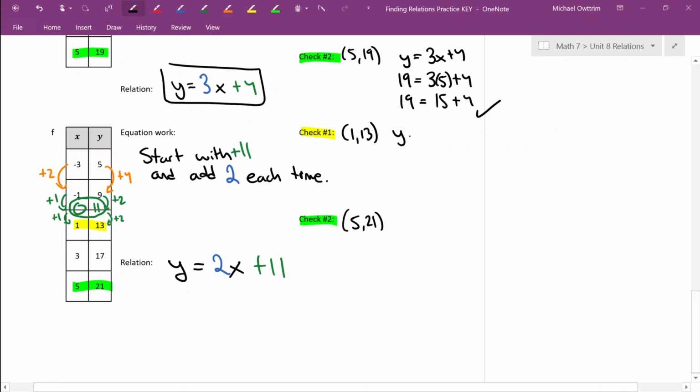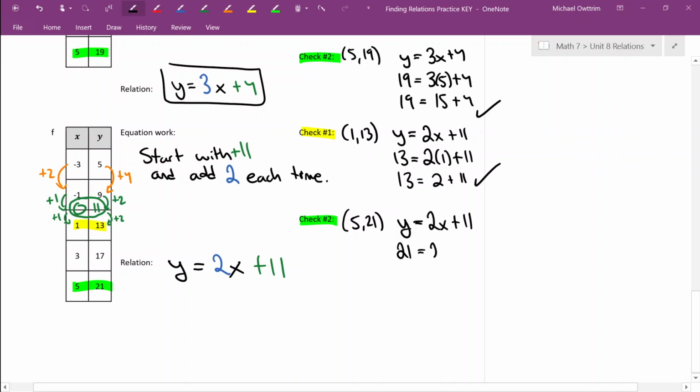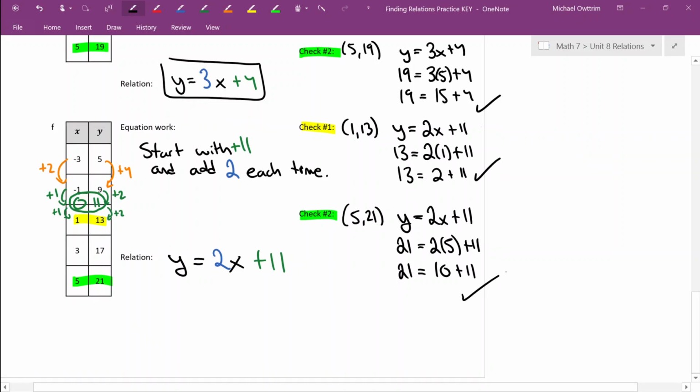So my equation says that y should be made by 2 times whatever x is, and then adding 11. This point tells me that a y value of 13 should be made by 2 times an x value of 1, and then adding 11. 13 is equal to 2 plus 11, so we know that the equation worked for that point. Likewise, we can go ahead and check our equation with the second point. The second point tells me a y value of 21 should be made by 2 times an x value of 5 and then adding 11. That tells me 21 should be equal to 10 plus 11. 21 is equal to 10 plus 11, so I know that my equation is correct.